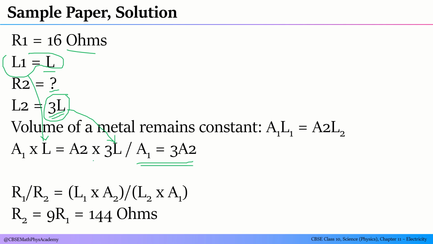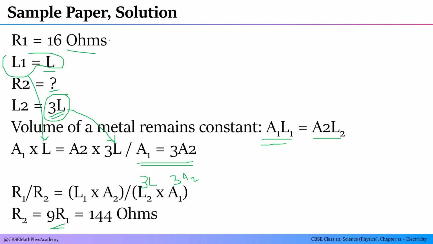To find the resistance in the new condition, you are just going to substitute like we did in our original problem, that is the first problem. R1 by R2 is equal to A1 L1 divided by A2 L2. Upon simplification, it becomes L1 into A2 divided by L2 into A1. Substitute the known values: L2 is 3L, A1 is 3A2. Substitute all the values and simplify. Upon simplification, you will reach R2 is equal to 9R1.